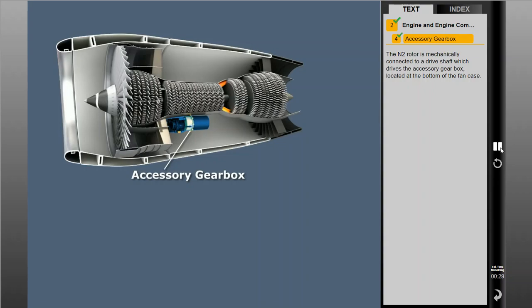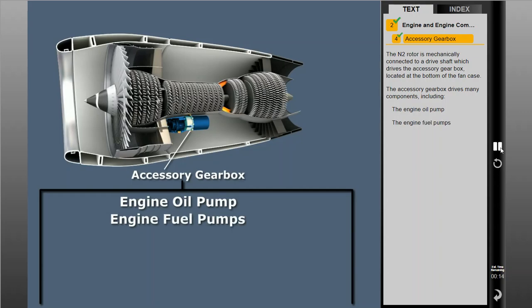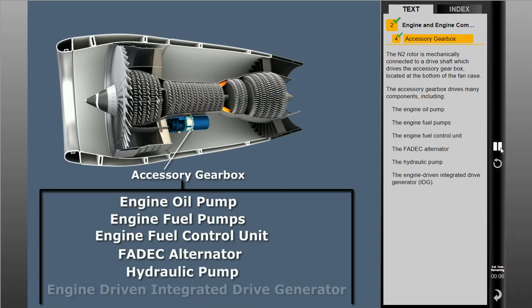The N2 rotor is mechanically connected to a drive shaft which drives the accessory gearbox, located at the bottom of the fan case. The accessory gearbox drives many components including the engine oil pump, the engine fuel pumps, the engine fuel control unit, the FADEC alternator, the hydraulic pump, and the engine-driven integrated drive generator, or IDG.